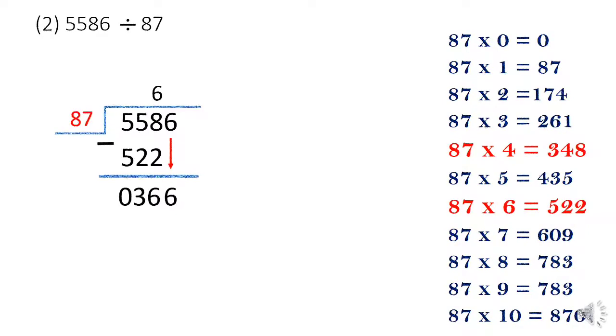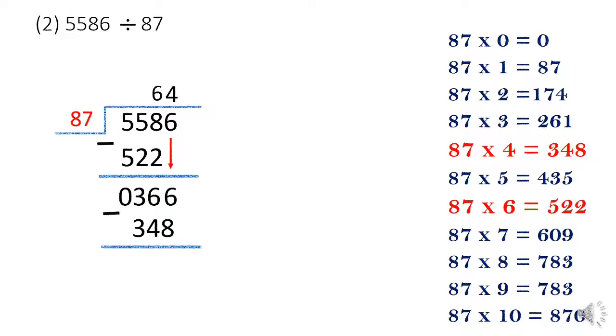Again repeat all the steps from 1 to 5. Now see the table of 87 and find the number smaller than or nearer to 366. So it is 87 multiplied by 4 is equal to 348. So we write 4 above 6 and 348 below 366. The next step is to subtract.